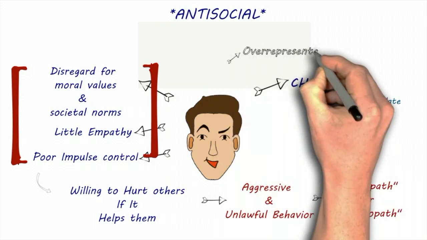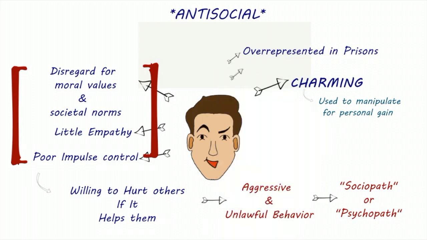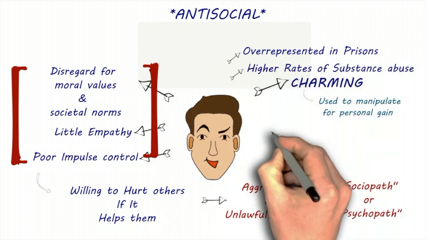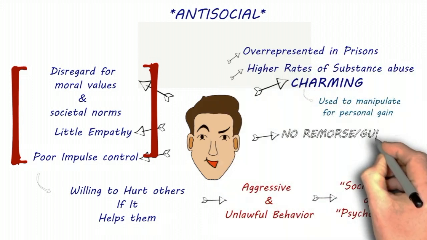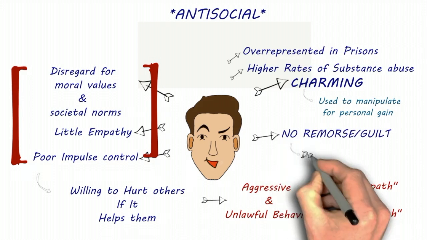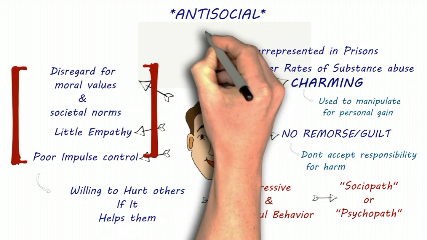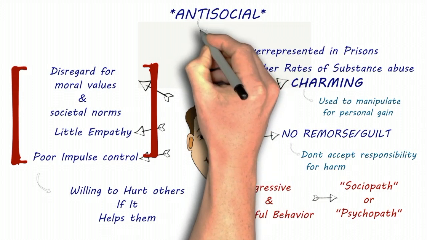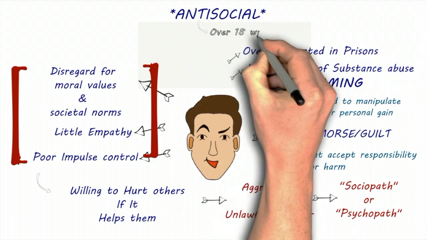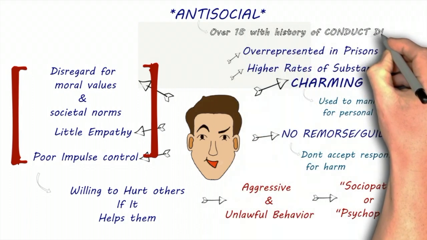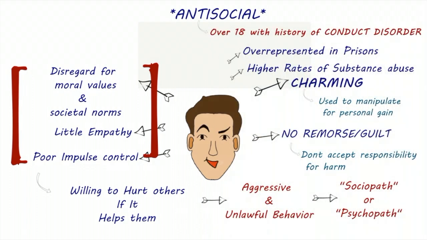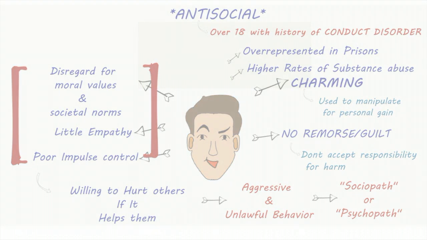In fact, individuals with this disorder tend to be overrepresented in prison populations and have higher rates of substance use. These individuals typically fail to show remorse or guilt and rarely accept responsibility for any of the harm that they cause others. This disorder is also unique in that individuals must be over 18 years old and have a history of conduct disorder in order to meet the diagnosis.